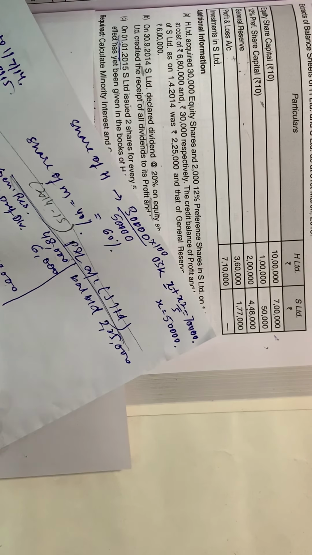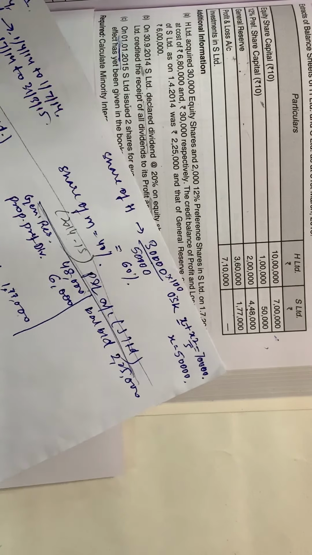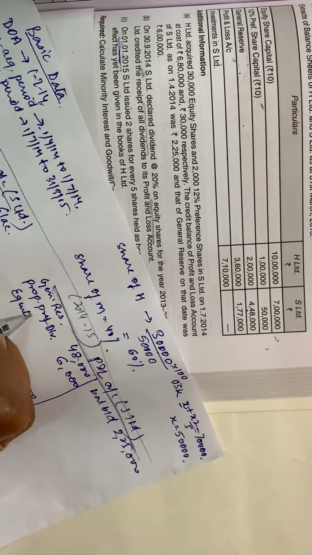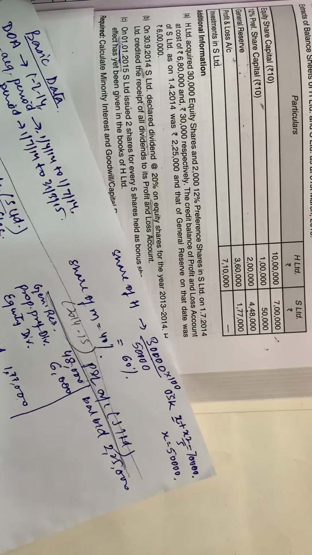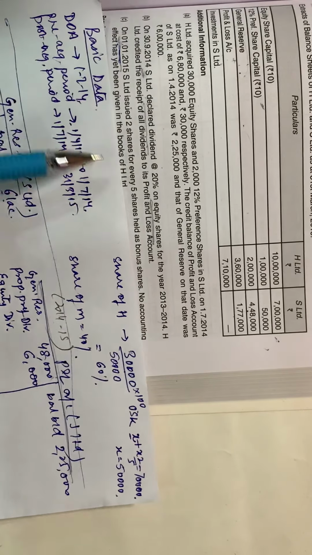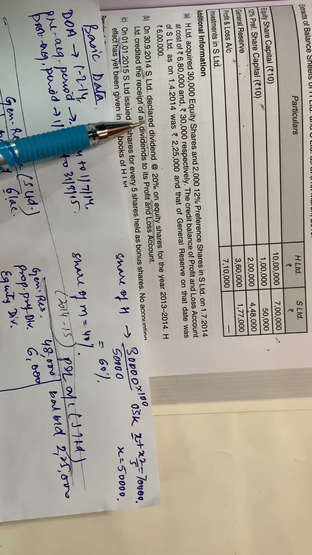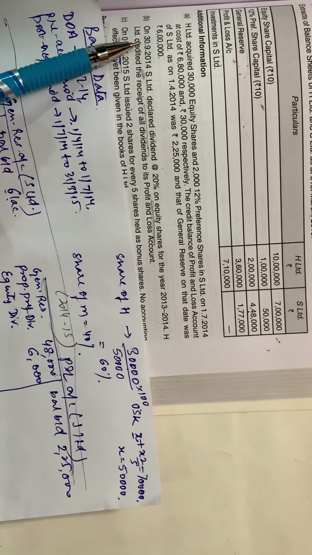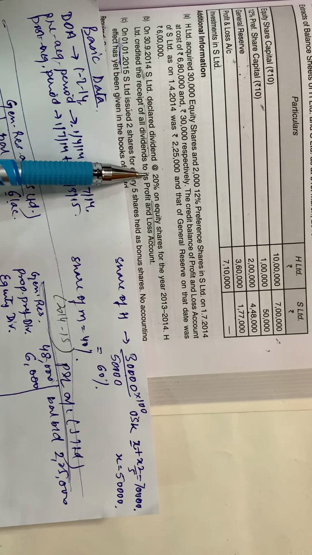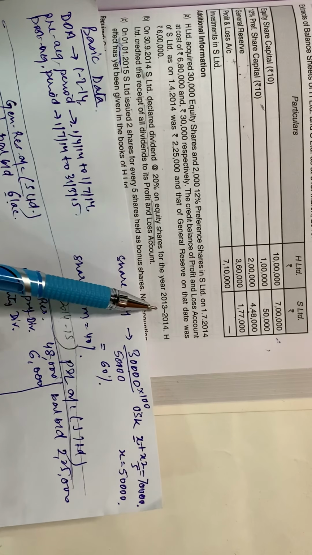And then you are also given that you have declared equity dividend. Now equity dividend is given over here on 30th September 2014 as declared dividend at the rate of 20% on equity shares for the year 2013-14.